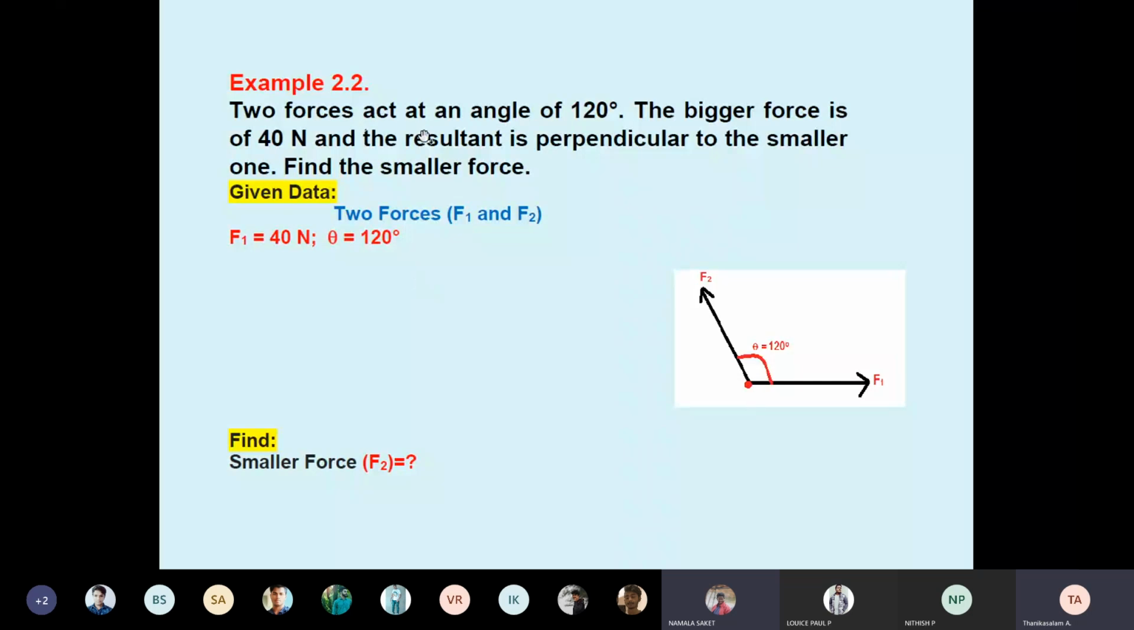Wait. Students, understand there are two forces, so I am writing the given data. Two forces F1 and F2. The bigger force is 40 Newton, so we take F1 as the first force, F1 equals 40 Newton. The resultant is perpendicular to the smaller one. So I am taking F1 as the bigger one and F2 as the smaller one. You can take it vice versa, but generally you take F1 as the bigger force, so automatically F2 is the smaller force. They ask for the smaller force. See the condition given: the resultant is perpendicular to the smaller one.